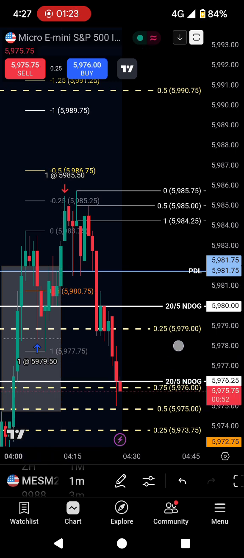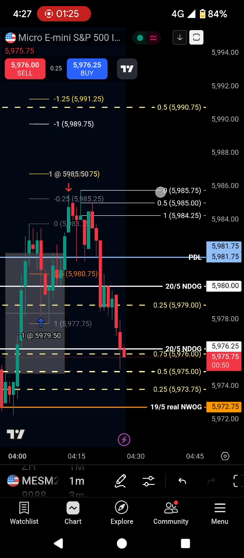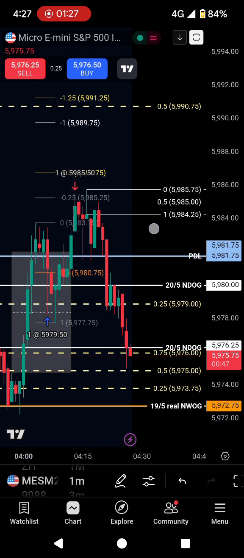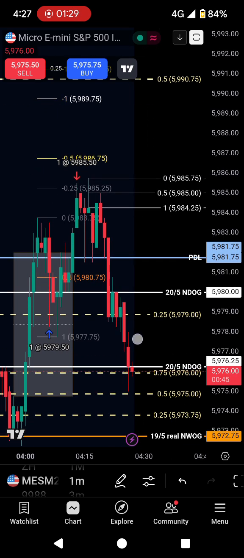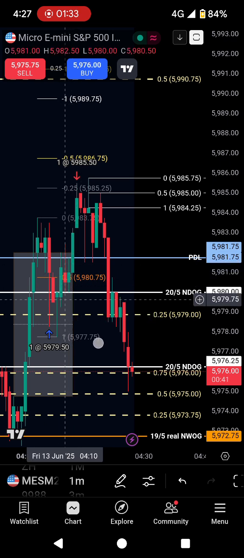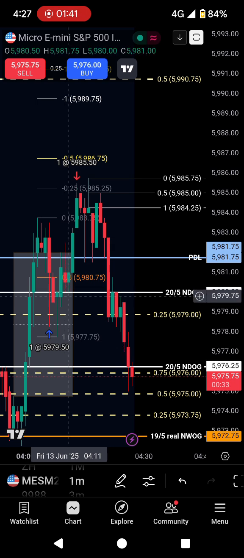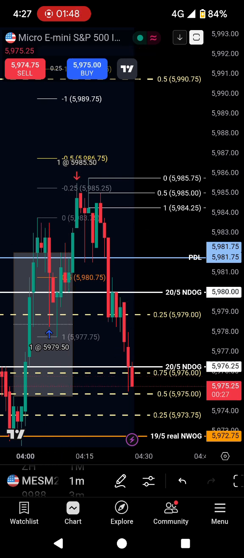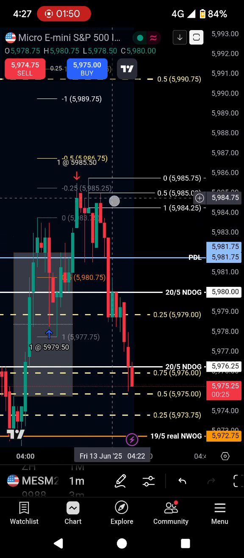So I just wanted to see whether it's going to give me that last push up, but it didn't, and I got stopped out hypothetically on the stop loss, which would be placed just here, 5979.75. So just risk free. And there's another trade idea right here, just another scalp.